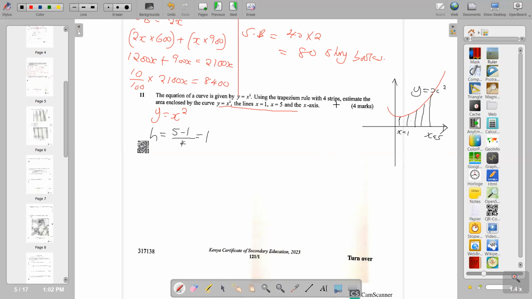So the second ordinate will be at the value where x is equal to 2. And then the third one will be x is equal to 3, x is equal to 4, and then finally this one. So you'll have 4 strips, and that is the space 1, 2, 3, 4. But then you're going to have 5 ordinates.